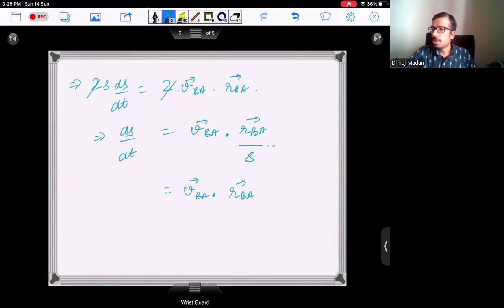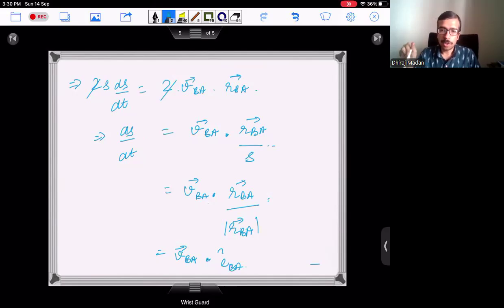And if I divide a vector with its length, I'm going to get a unit vector in the direction from A to B. So this is essentially VBA dotted with the unit vector in the direction from A to B. I'm going to call it E hat BA. This is the unit vector going from A towards B. So that's what I'm going to denote as E hat of BA. So this is essentially ds by dt.